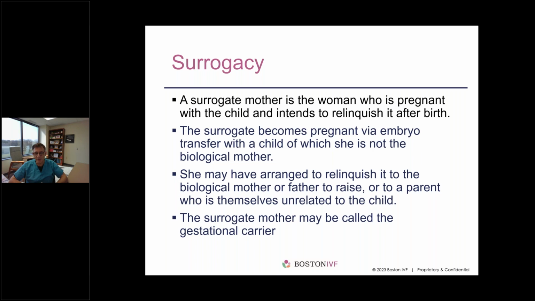I mean, think about some celebrities who had children where they weren't the sperm donor and their partner wasn't the egg donor, and the baby was created with an egg and sperm, which was carried by a surrogate mother, and then they raised the child. She relinquished it to the couple who paid her to carry the child. The surrogate mother is usually called the gestational carrier.